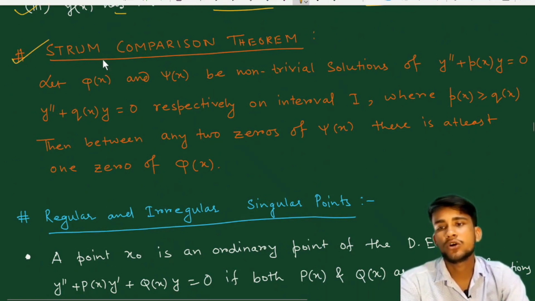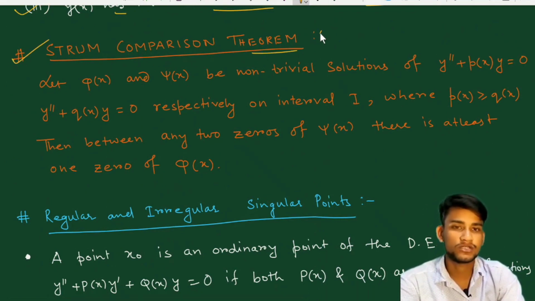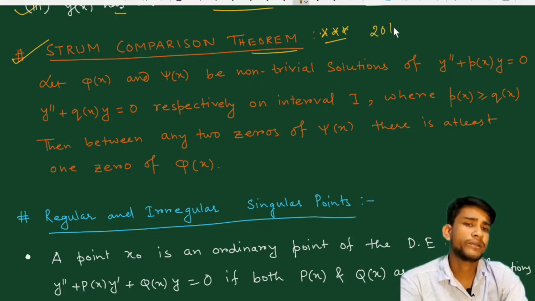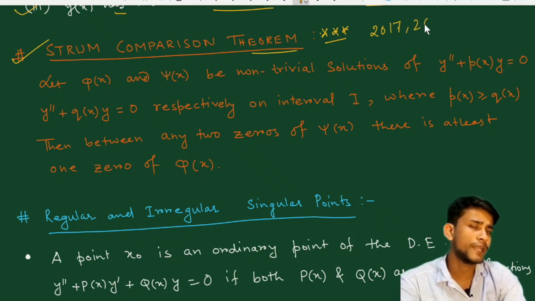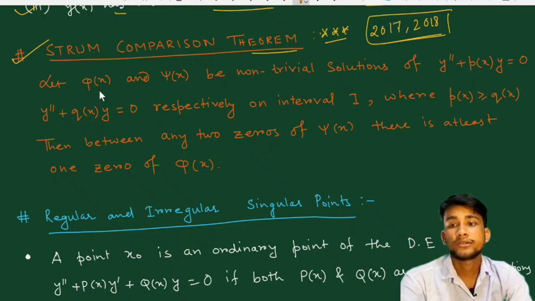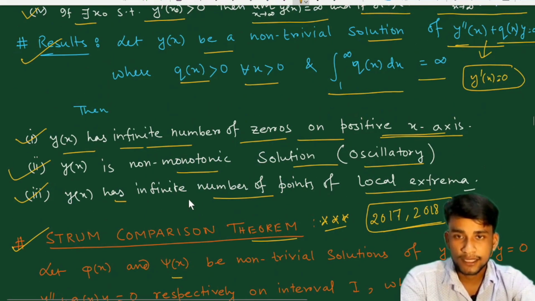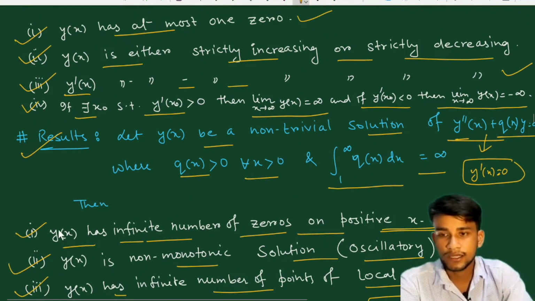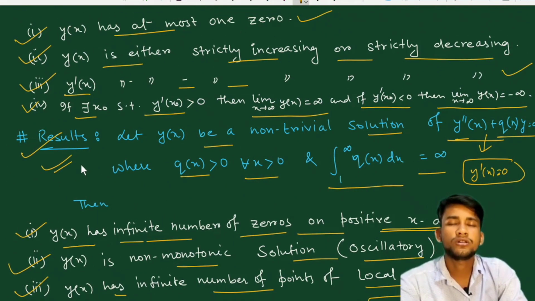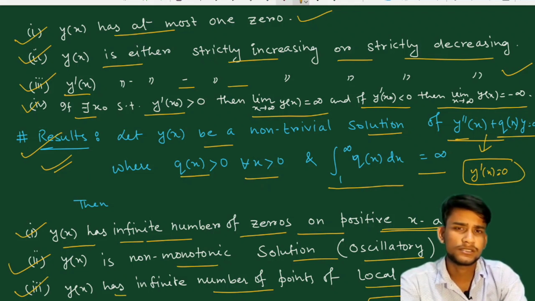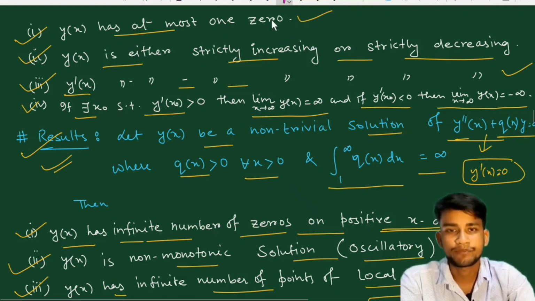Now there is an important theorem which is called the Sturm comparison theorem. This theorem is also very important. I think in the year 2017 or 2018, one question came based on this theorem. Let phi(x) and psi(x) be non-trivial solutions. Questions based on this theorem and this result also came, I think, in 2018, 2017, or 2016. I do not exactly remember that.